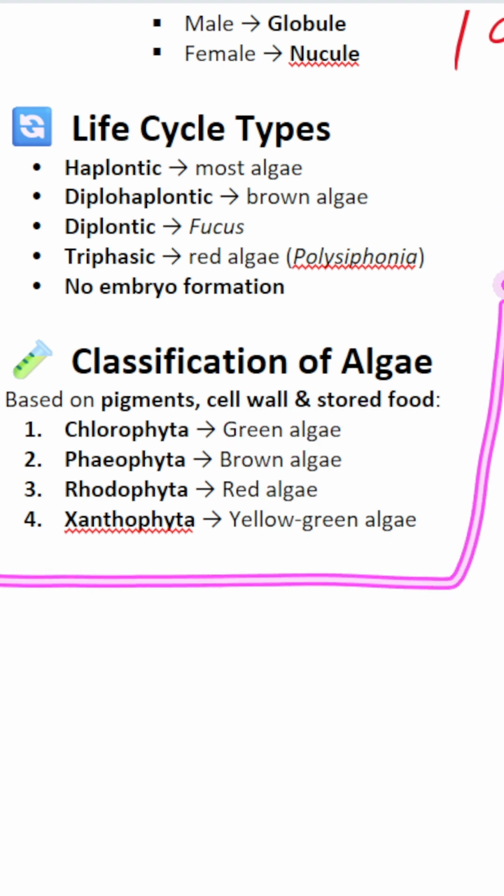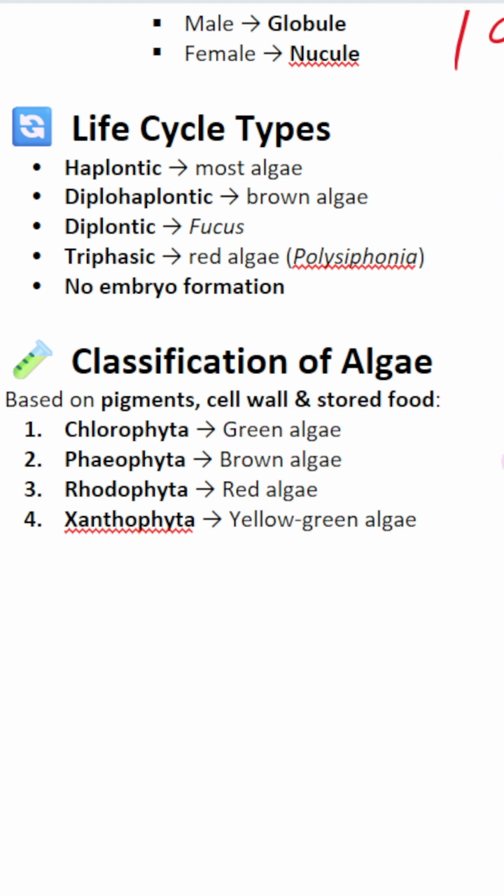This is the brief description of the general characters of algae. For a detailed description, you can watch our long video.